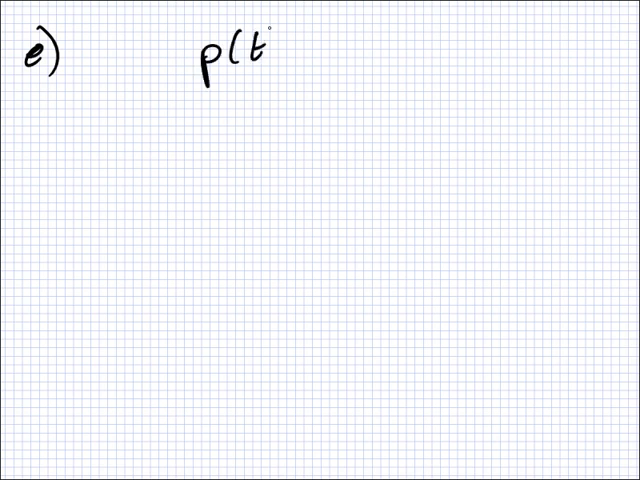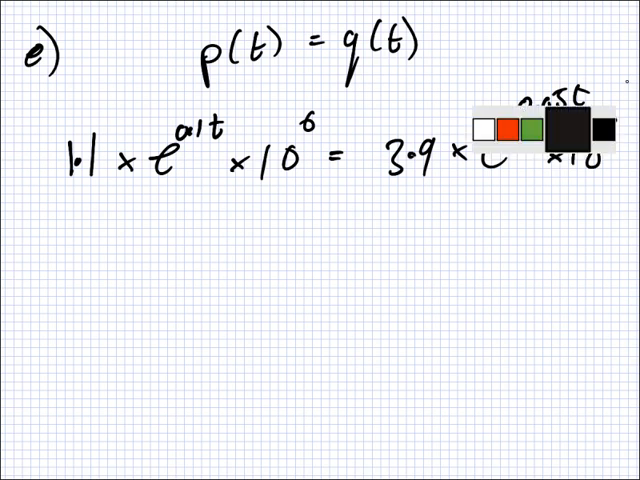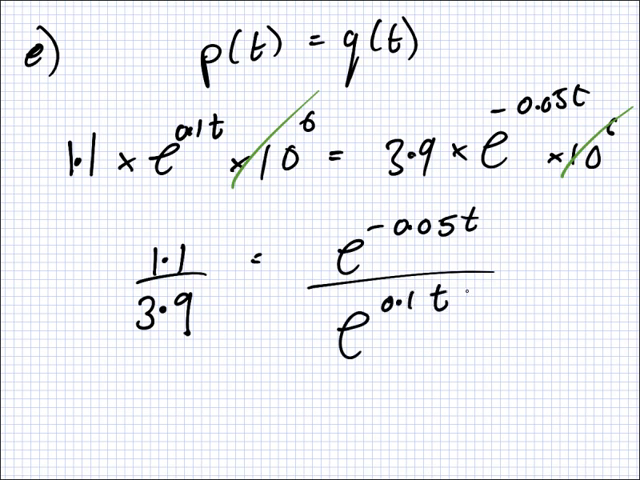Okay, so find when the populations are equal. That means you need to make P(t) equals Q(t). So 1.1 times e power 0.1t times 10 to the 6 equals 3.9 times e power minus 0.05t times 10 to the 6. Now, first thing we can do to simplify this, what can we cancel? 10 to the 6 goes straight away. And we have 1.1 over 3.9 equals e power minus 0.05t over e power 0.1t.